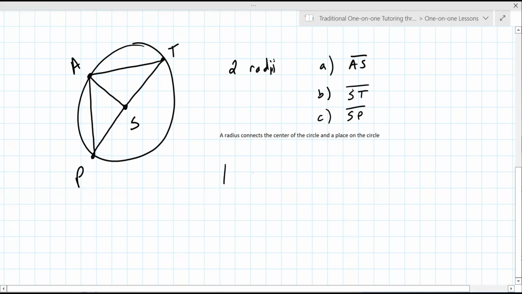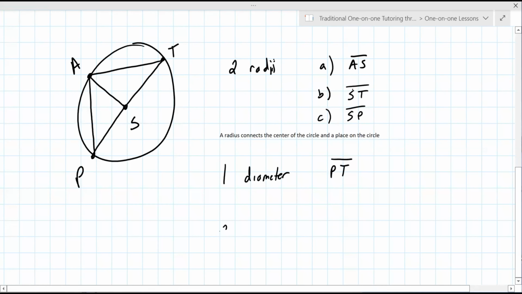Now, there's one diameter in the circle. Can you tell me the diameter, please? Yes, the diameter right there. That's PT. Very good, PT.